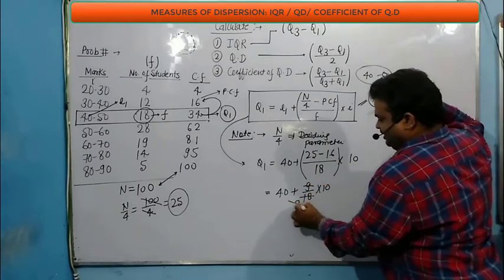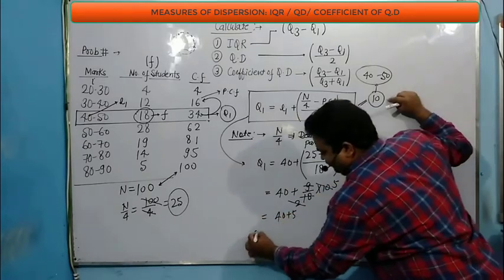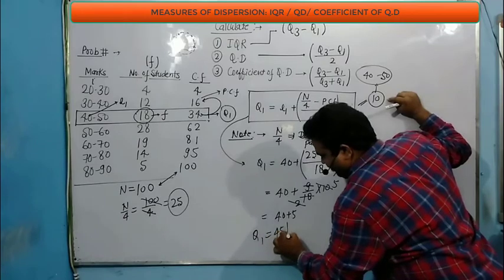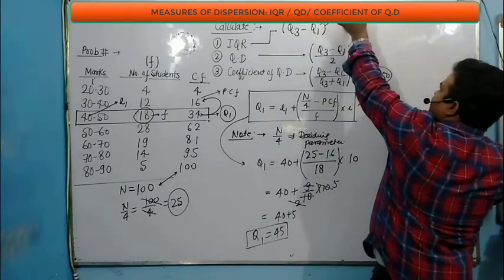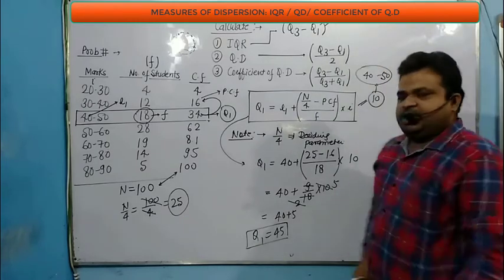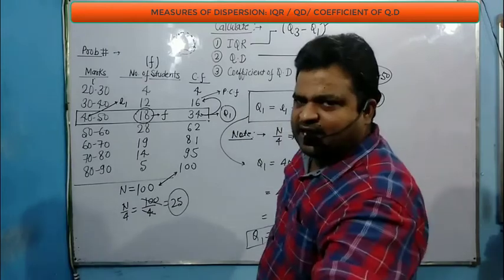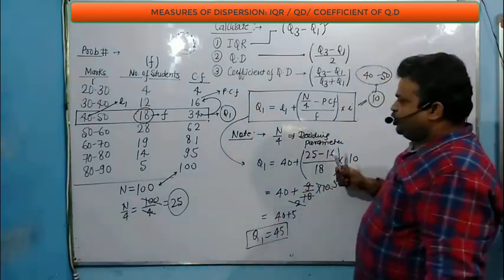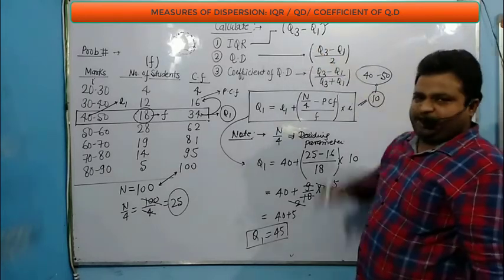9 2s are 18 and 5. So you will get 40 plus 5. So my first quartile value is 45. You just note down this. So now I know this value. My Q1 value is what? 45. Now the same way I am going to calculate the third quartile value. So first you note down this, then after this I am going to calculate Q3.